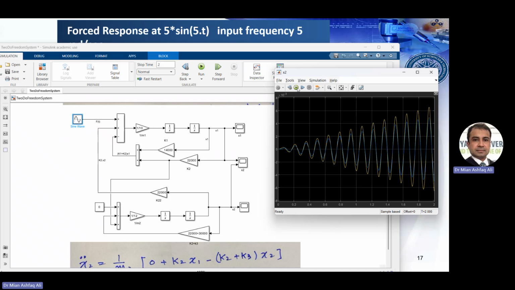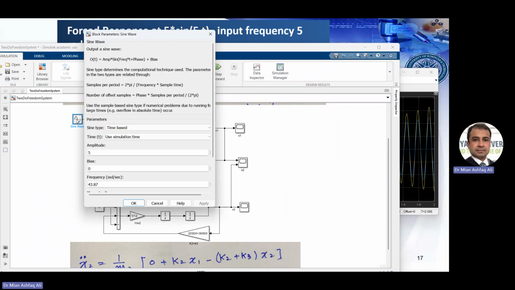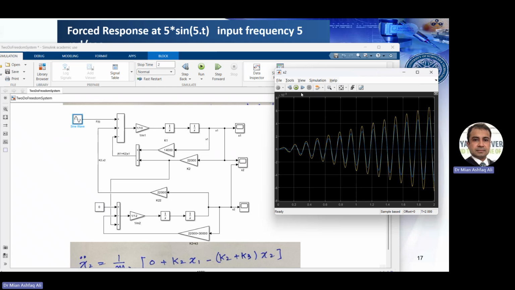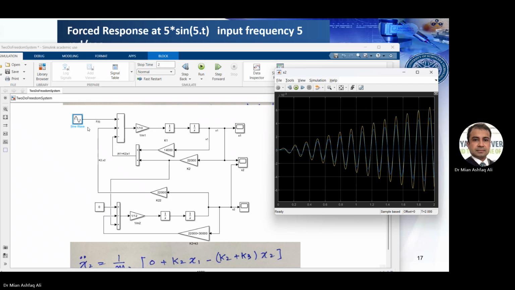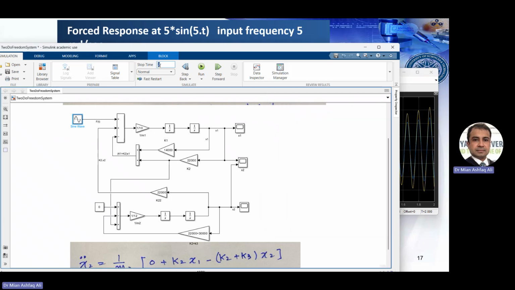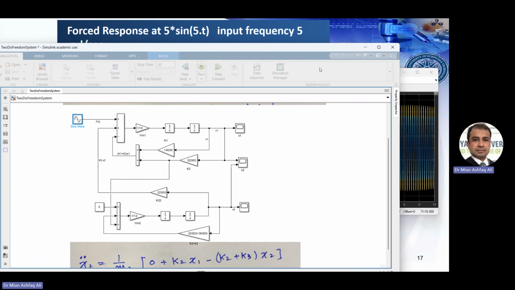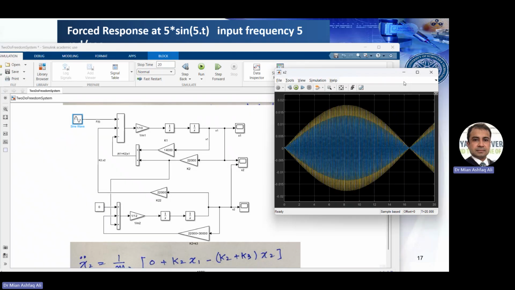Here I just want to show you the beats phenomenon. The beats phenomenon takes place when the input frequency is very close to the natural frequency but not exactly the same. So here I'm removing this and moving this system with 43.5, and let's see what happens. If I run it, now the input frequency is very close to the first natural frequency. Let me increase this simulation time to 10 seconds. Here we can see a beats phenomenon. If I make it 20 seconds, clearly we can see the beat cycle. This is the case when the input frequency is close to the natural frequency.